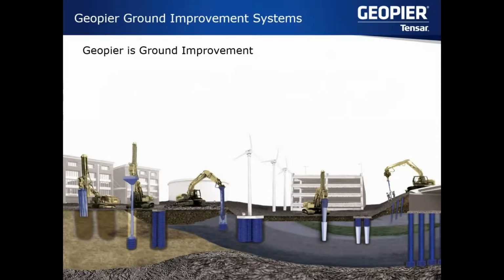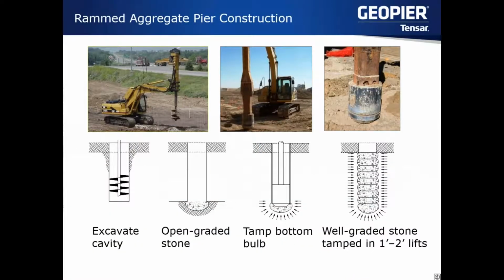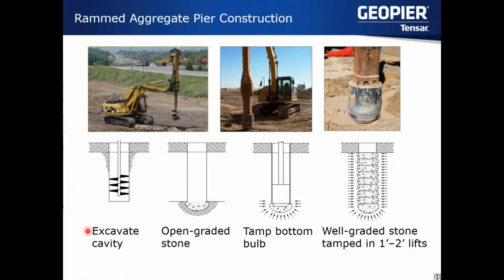So to start our talk on specific techniques and applications, we'll chat some about rammed aggregate piers. Rammed aggregate piers are the system we use to support the large majority of structures in the intermediate foundation market. I'm just gonna turn on my laser pointer here. There we go.